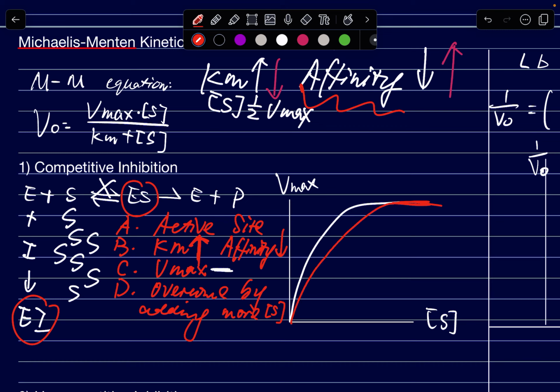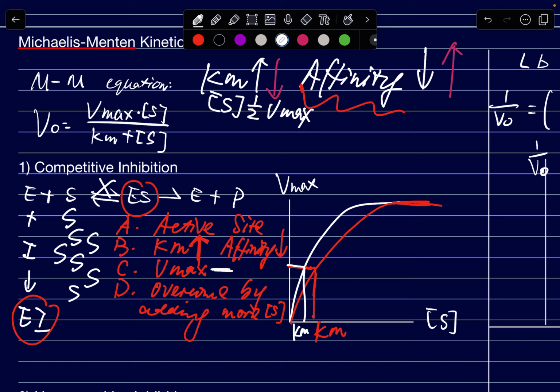Okay, so this new Km will be here. What about the original Km? The original Km will be here, right? They have the same half Vmax, and then this is the original Km.